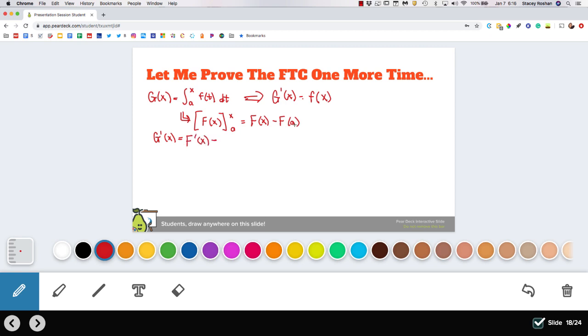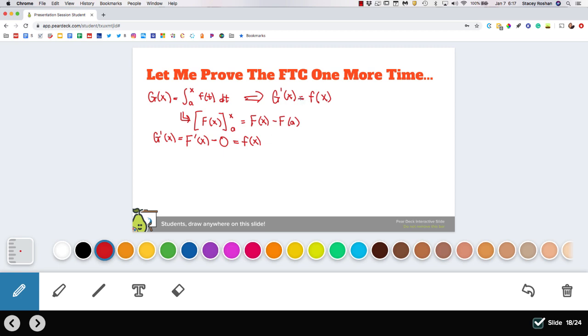Remember, a is a constant. So the derivative of a constant is just going to be 0. x is not a constant. a is a constant. The derivative of a constant is just going to be 0. Now the derivative of big F is just our little f minus 0. So that's how we prove that.